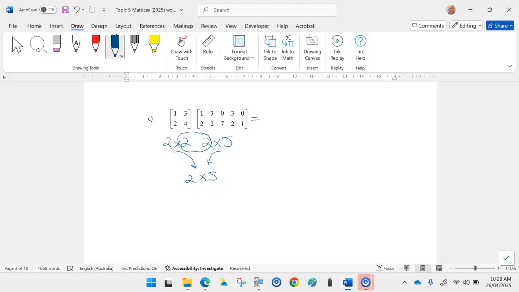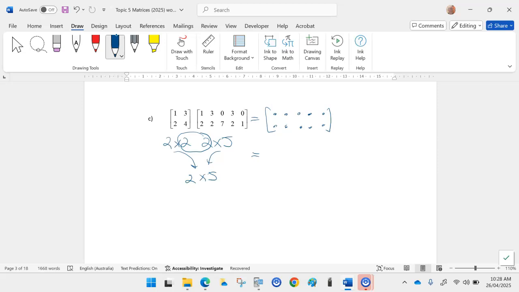Okay, let's do a little rough schema for our product. So I need 2 rows, 5 columns. So I'm going to have 5 elements in the first row, 5 elements in the second row. 10 elements all together. Okay, let's cut to the chase.